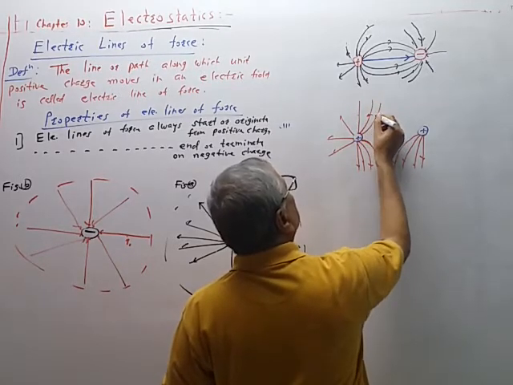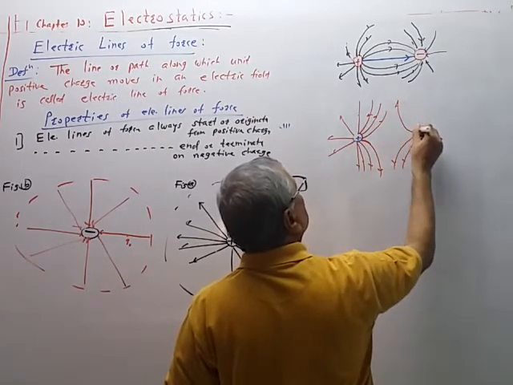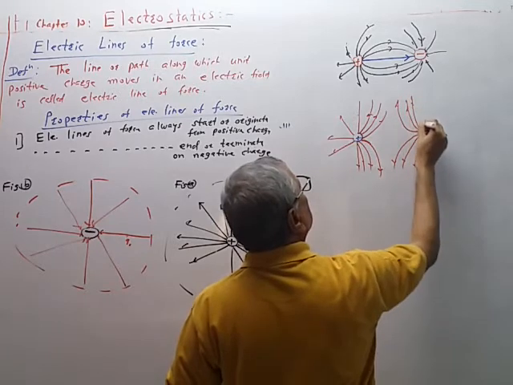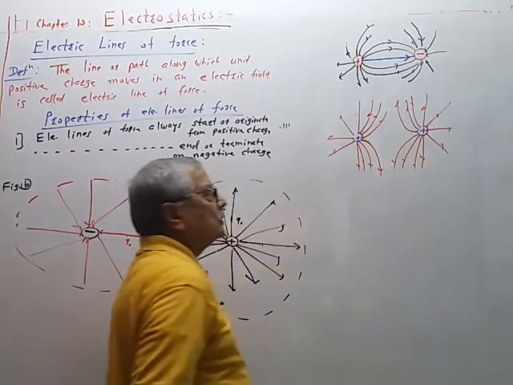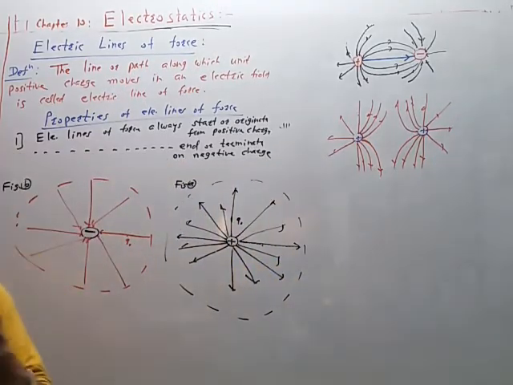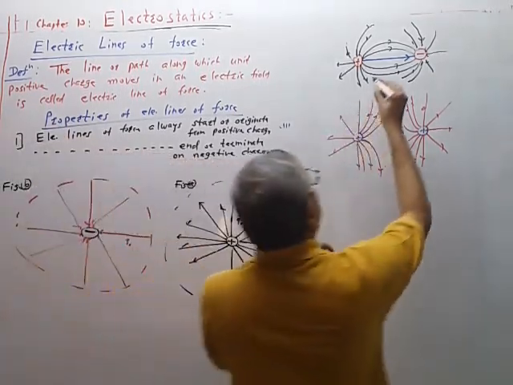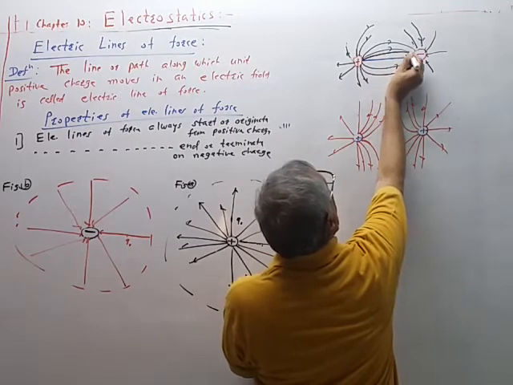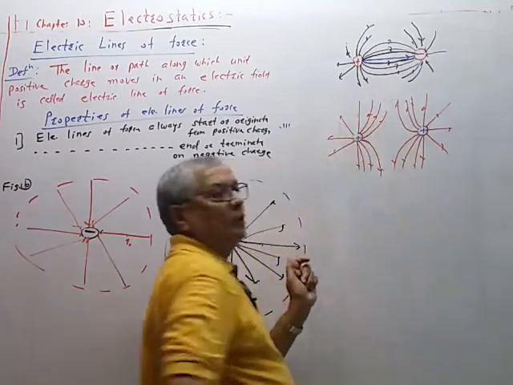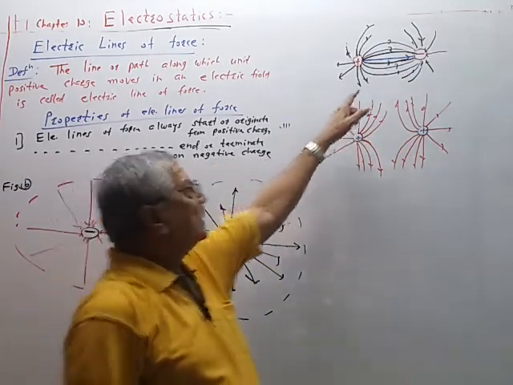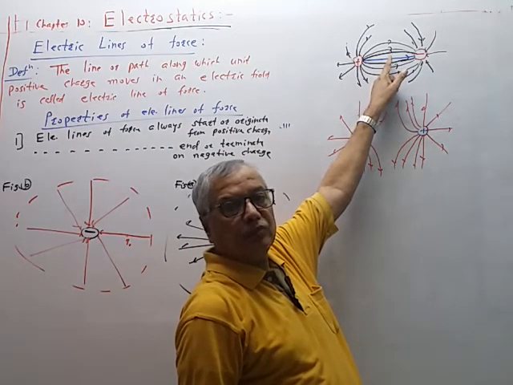The path is curved like this. So this is the pattern of the electric lines of forces in the region between the two similar charges. Look at what changes in the figure. If we consider this point, then there are a very large number of electric lines of forces present.